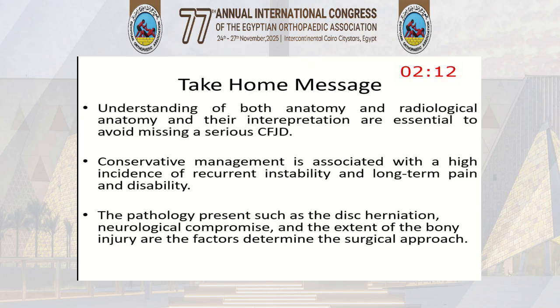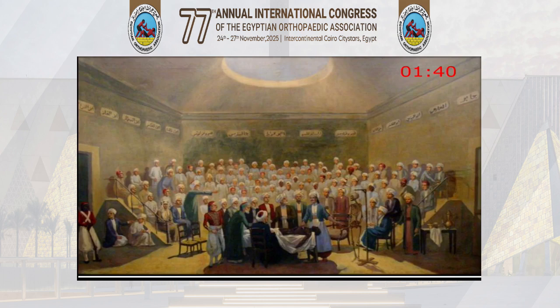My take-home message: understanding of both anatomy and radiological anatomy and their interpretation are essential to avoid missing a serious cervical facet joint dislocation. Conservative treatment is associated with a high incidence of recurrent instability and long-term pain and disability. The pathology present, such as disc herniation, neurological compromise, and extent of bony injury, are the factors that determine the surgical approach. Still, I have 1 minute.